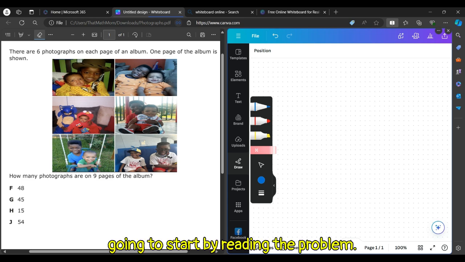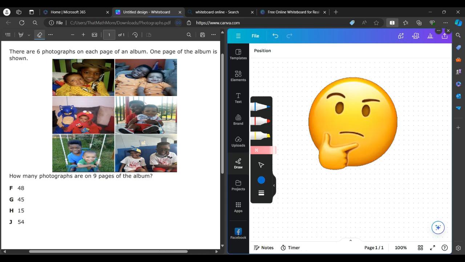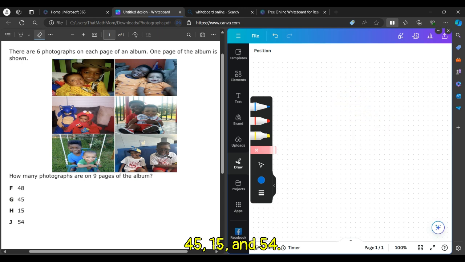I'm going to start by reading the problem. It says there are 6 photographs on each page of an album. One page of the album is shown. How many photographs are there on 9 pages of the album? The answer choices are 48, 45, 15, and 54.